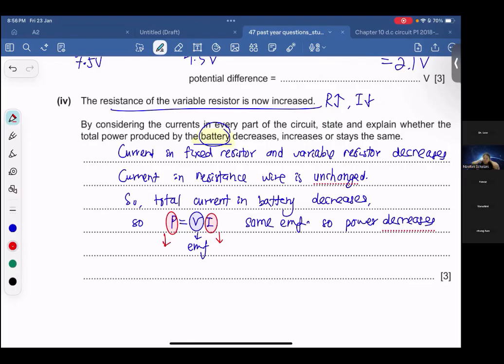Battery. So the voltage at here, the voltage for the battery, is talking about the EMF. So the EMF doesn't change, and power will decrease because your current decreases. Then here you lose marks because they already told you to consider the current in every part of the circuit. So they allocate 3 marks for every single path. Is that clear?